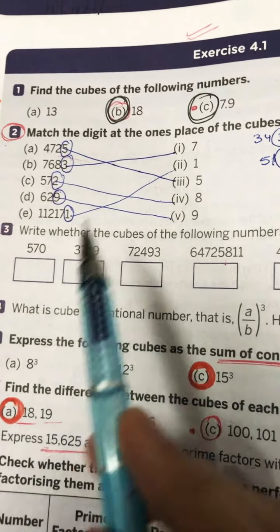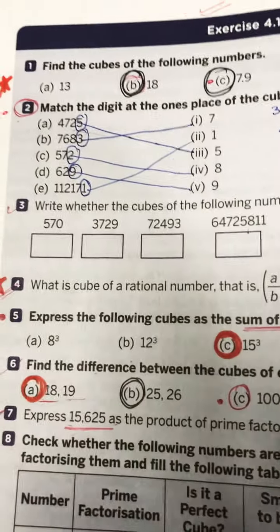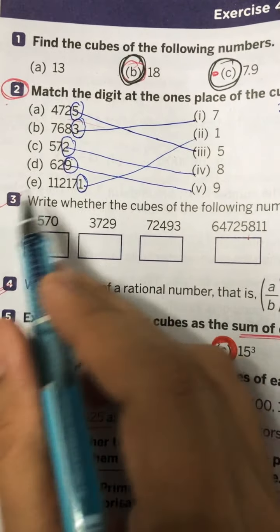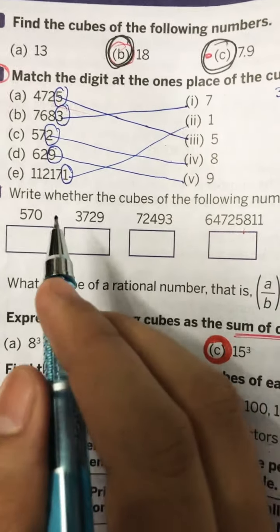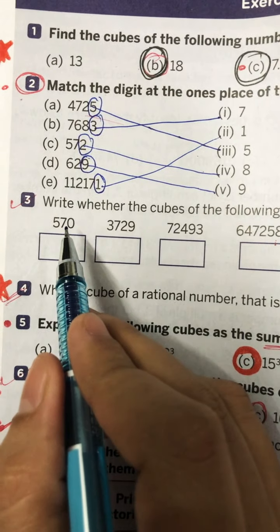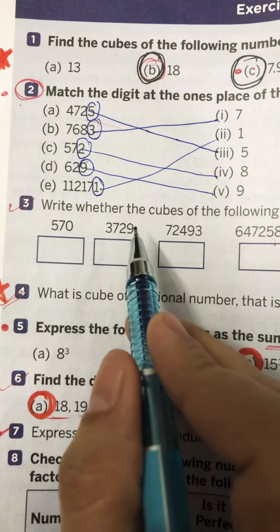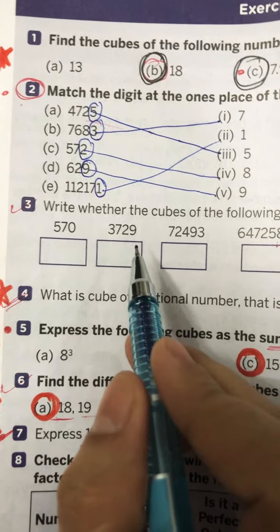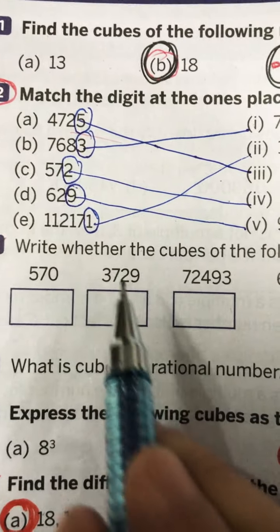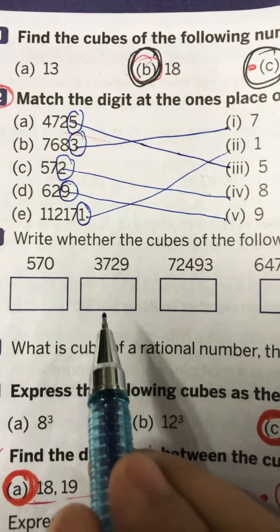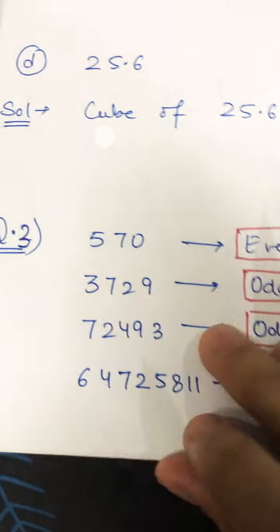You have to learn this property: if the number is even, then automatically the cube of that number will be even. If the number is odd, then the cube of that particular number will be odd. So here are the answers.